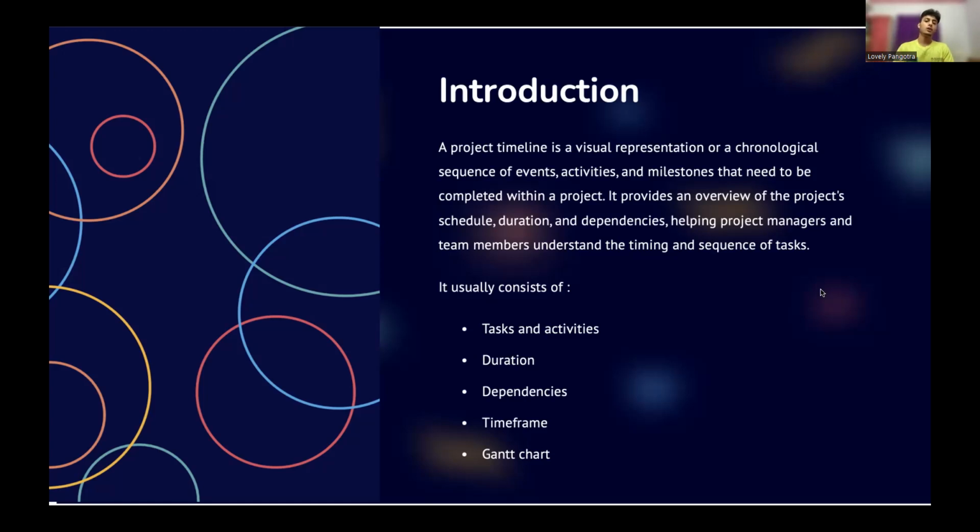What does the project timeline usually consist of? It consists of all the tasks and activities that need to be done. It also puts a duration on each and every task and activity. It lays out the dependencies. It gives the whole time frame in which the project needs to be done. It also has a Gantt chart in it.